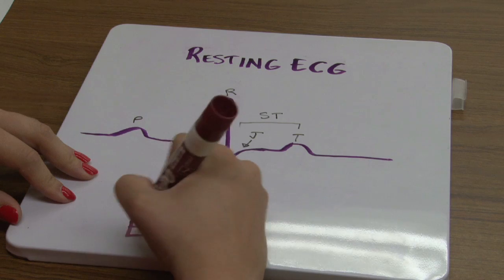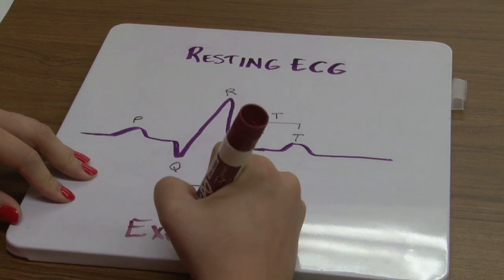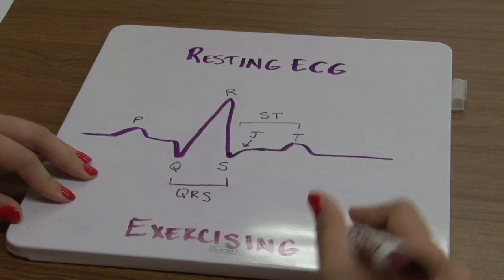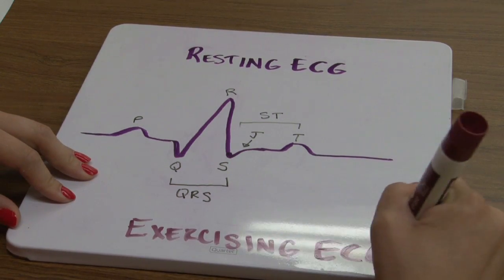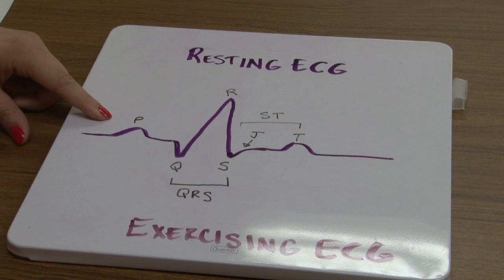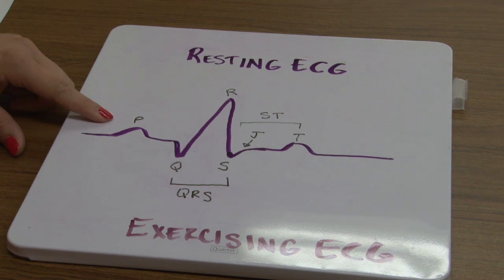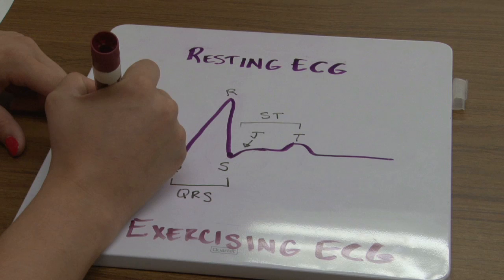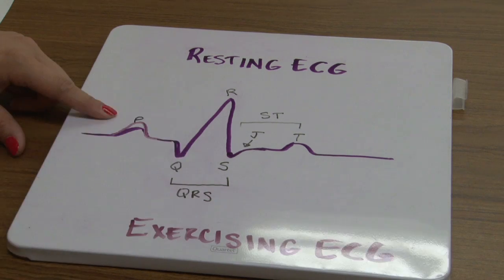Now, some changes that we would see during an exercising ECG. If we look first at the P wave, now this is the atrial depolarization, or the electrical conduction from the SA node to the AV node across the atria. Here we would only see minor changes. If anything, we would see a small increase in the P wave.